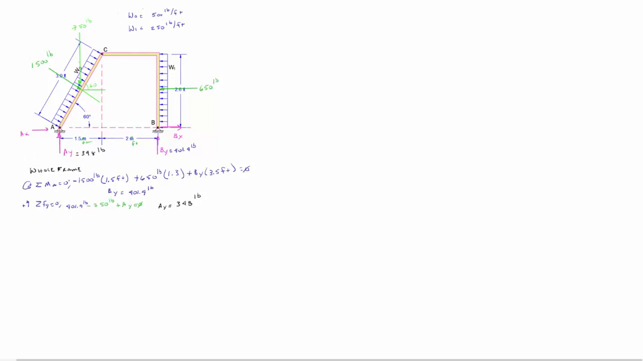So now I have AY and I have BY. I took the liberty of going ahead and drawing in the free body diagrams for AC and BC, so I'm just going to go ahead and put in what I have here. So BY came out to 401.4 pounds, and this came out to be about 348 pounds. This again was 1,500 pounds, and this was 650 pounds. I drew my CY and my CX opposite and equal at point C.